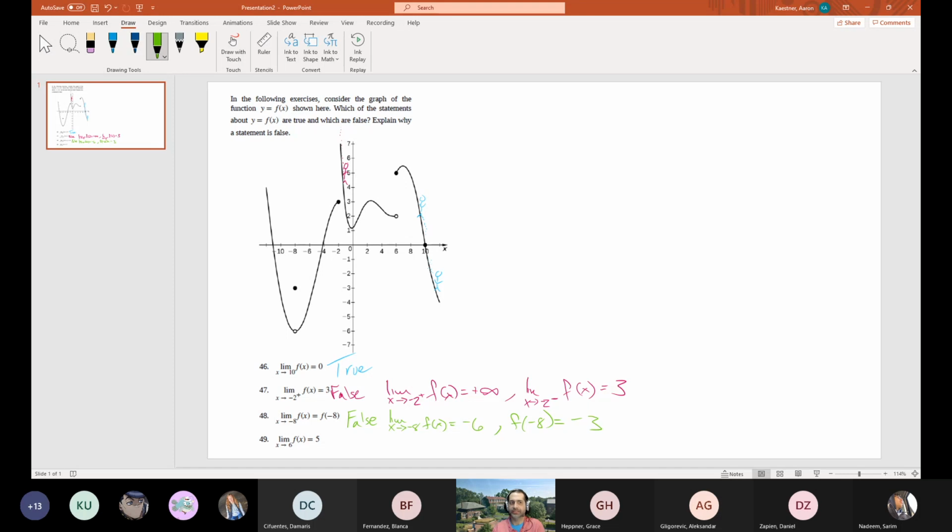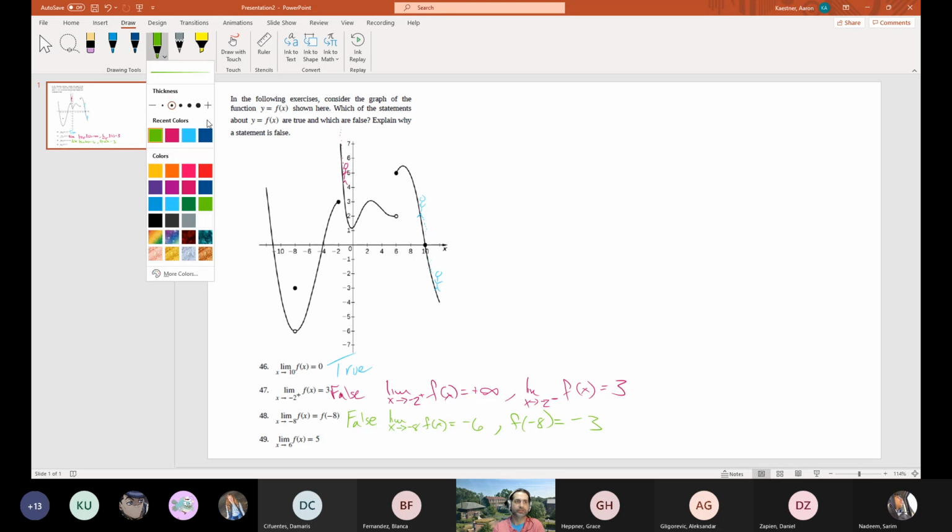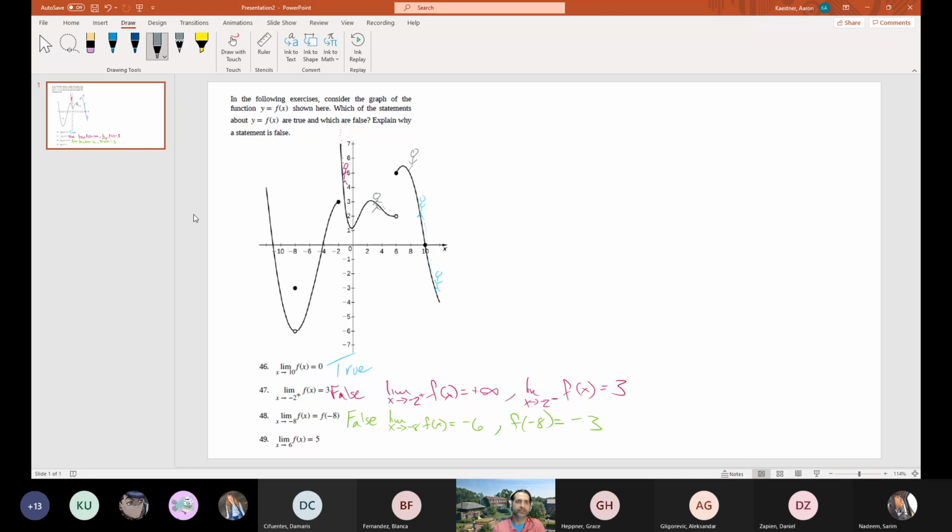And then finally, the limit as x goes to 6 of f of x equals 5. So I'm looking at the limit as x goes to 6. Well, we see we have a problem there as well, because if I'm approaching 6 from this side, it looks like I'm going to that value there at 2. If I'm approaching it from the right-hand side, that one does look like 5. So only one of those is 5.